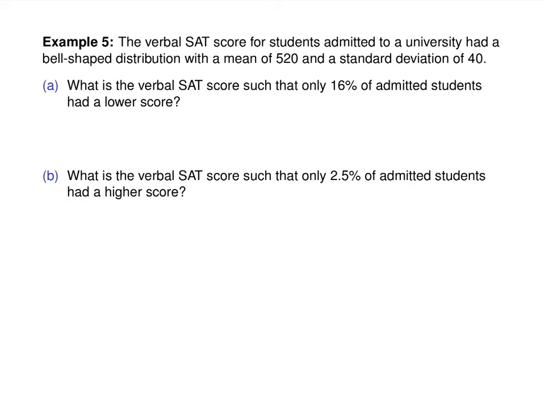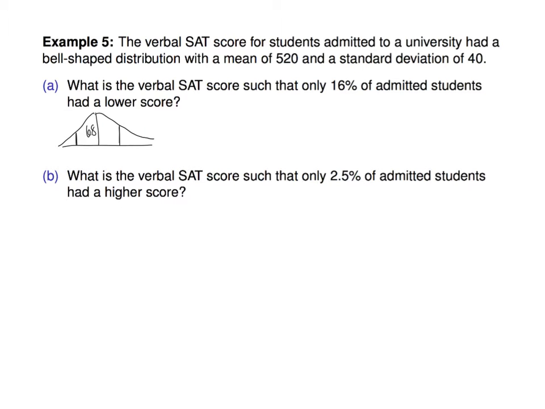And this next question is an example of using that just a little bit differently. So the verbal SAT score for students admitted to a university had a balanced distribution with a mean of 520 and a standard deviation of 40. What is the verbal SAT score such that only 16% of admitted students had a lower score?